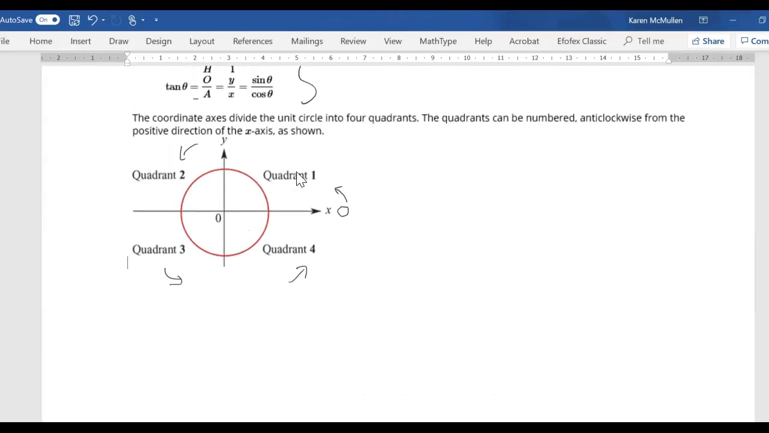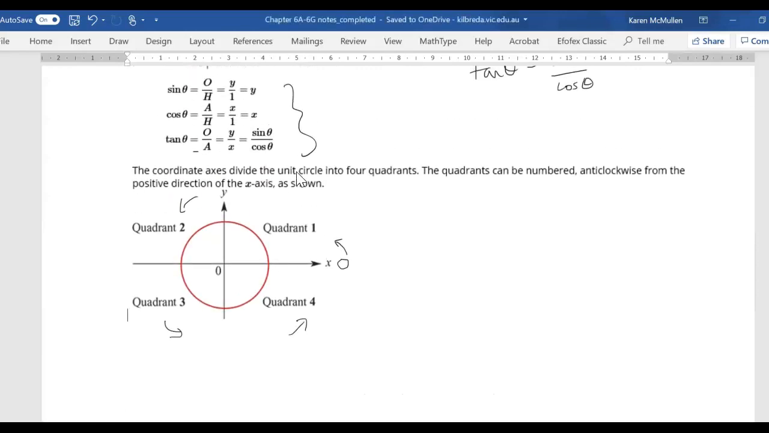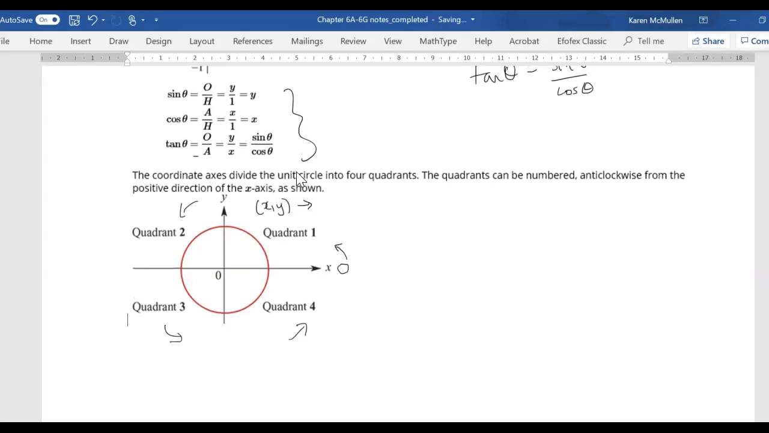So in your first quadrant, all are positive, all right? And the reason for that is because, remember, we've got a value in here. So x, y, remember, is cos, sine, okay? And cos is equal to x, sine is equal to y, and in this quadrant, they're both positive, all right? Positive, positive. And you should know that from when we did linear graphs back in year 9.